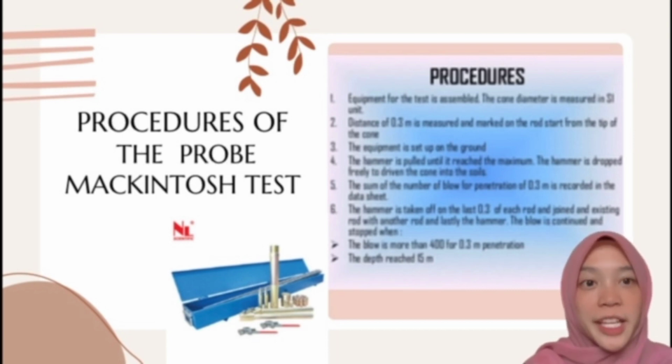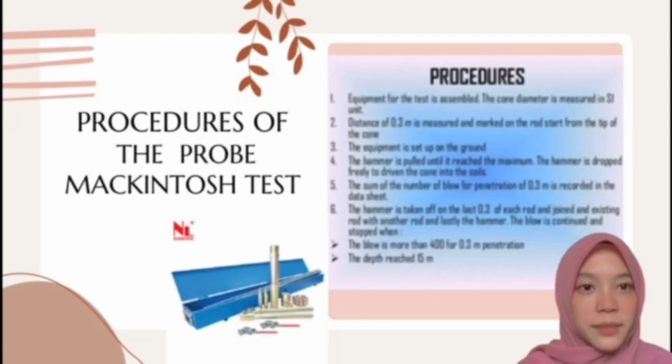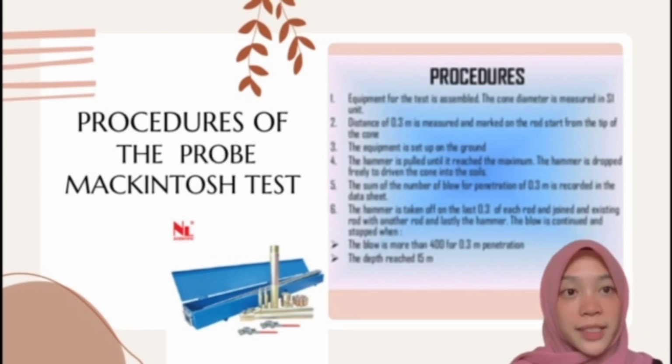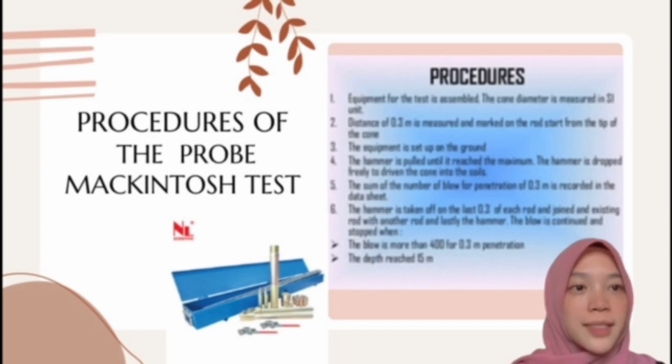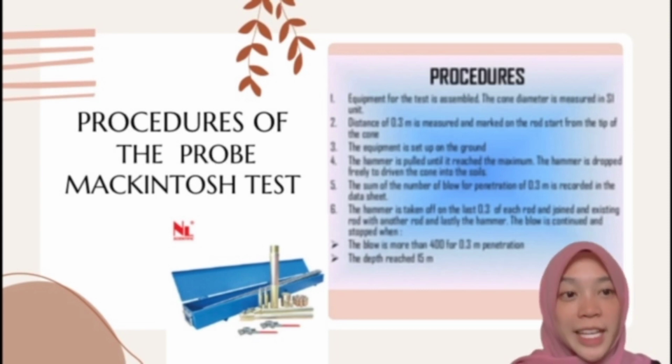In addition, the hammer is pulled until it reaches the maximum. The hammer is dropped freely to drive the cone into the soil. After that, the number of blows for penetration of 0.3 meter is recorded in the data sheet. Moreover, the hammer is taken off at each 0.3 meter mark of each rod, and the existing rod is joined with another rod, and lastly the hammer.